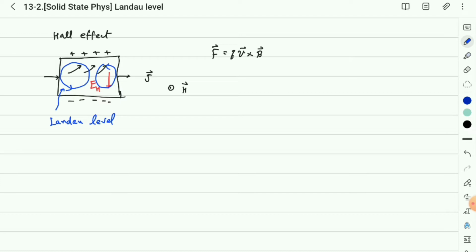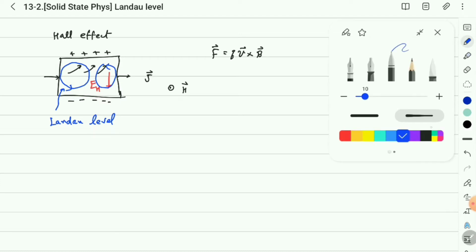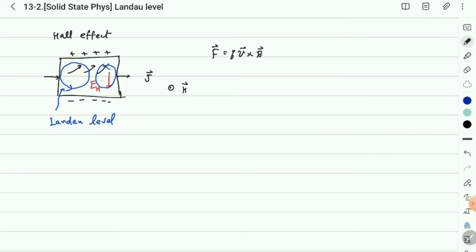In this lecture, I will describe what causes the Landau level and the physical origin of this Landau level in more detail.